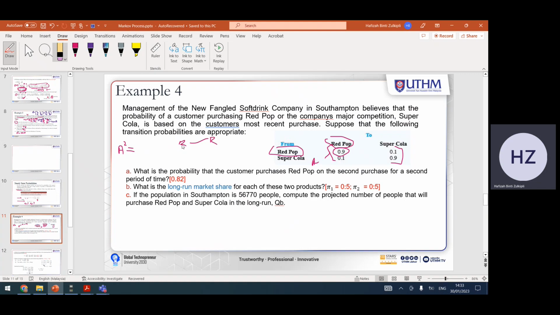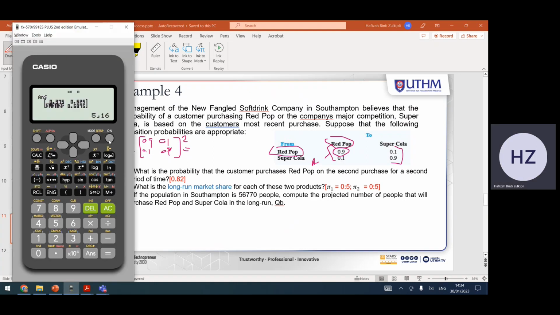What is your A square? So it's matrix A, 0.9, 0.1, 0.1, 0.9, squared. So call your calculator. Okay, mode matrix. So matrix A is 2 by 2: 0.9, 0.1, 0.1, 0.9.